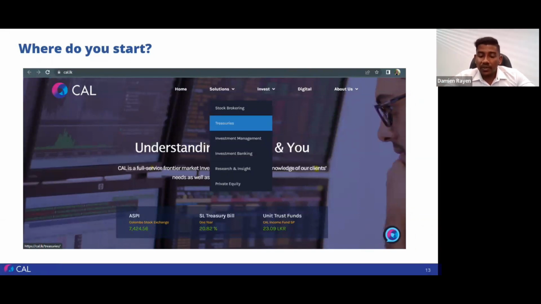The sign-up part is pretty much straightforward. It's like signing up for an email account. You give your basic details with your bank account details and NIC details, and you can sign up for your CAL portal account within a day or two. And next up, I will show you how to purchase these securities through the CAL portal.